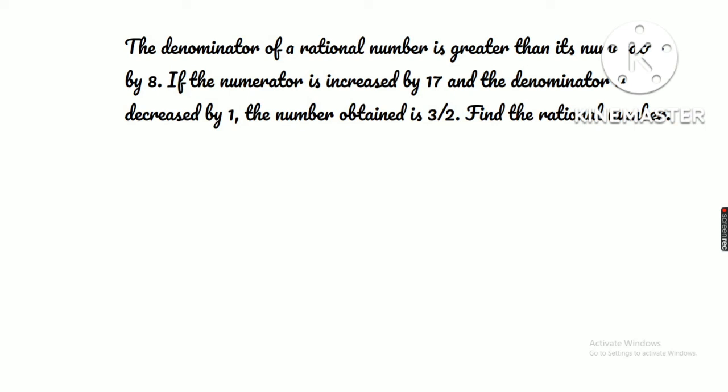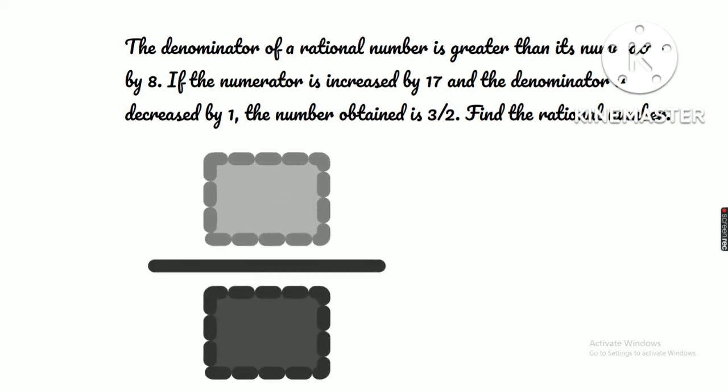Now we know what a rational number is. We have discussed this so many times, that any number that can be expressed in the form of p upon q is called a rational number. The q should not be equal to 0.